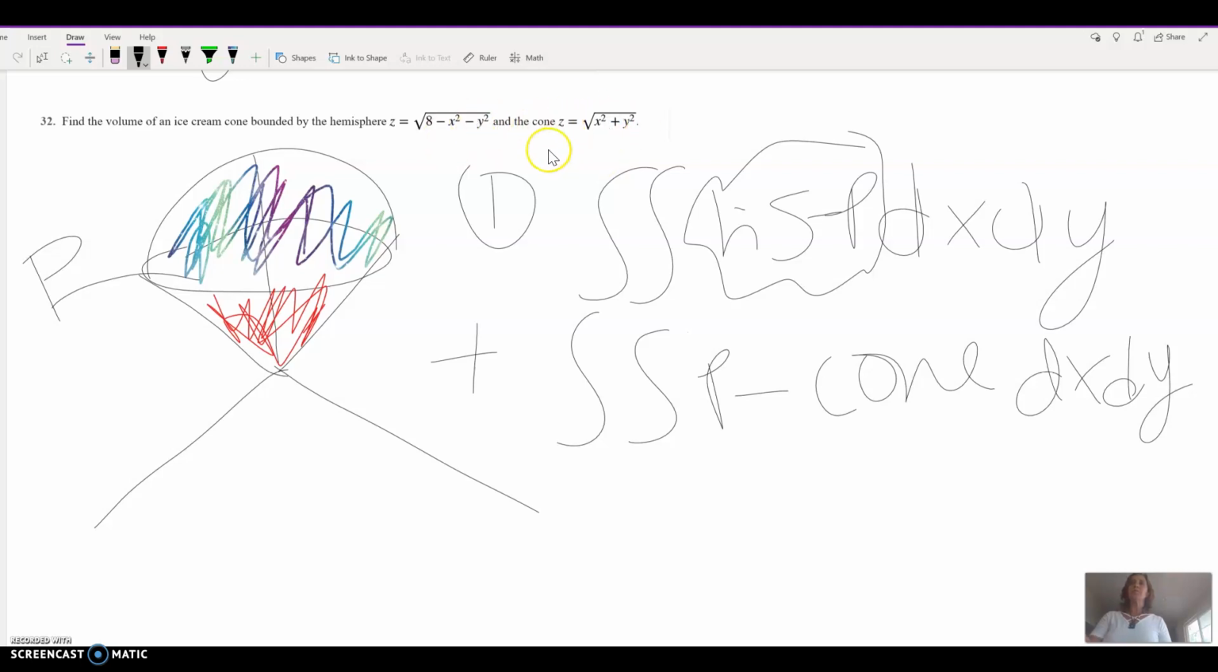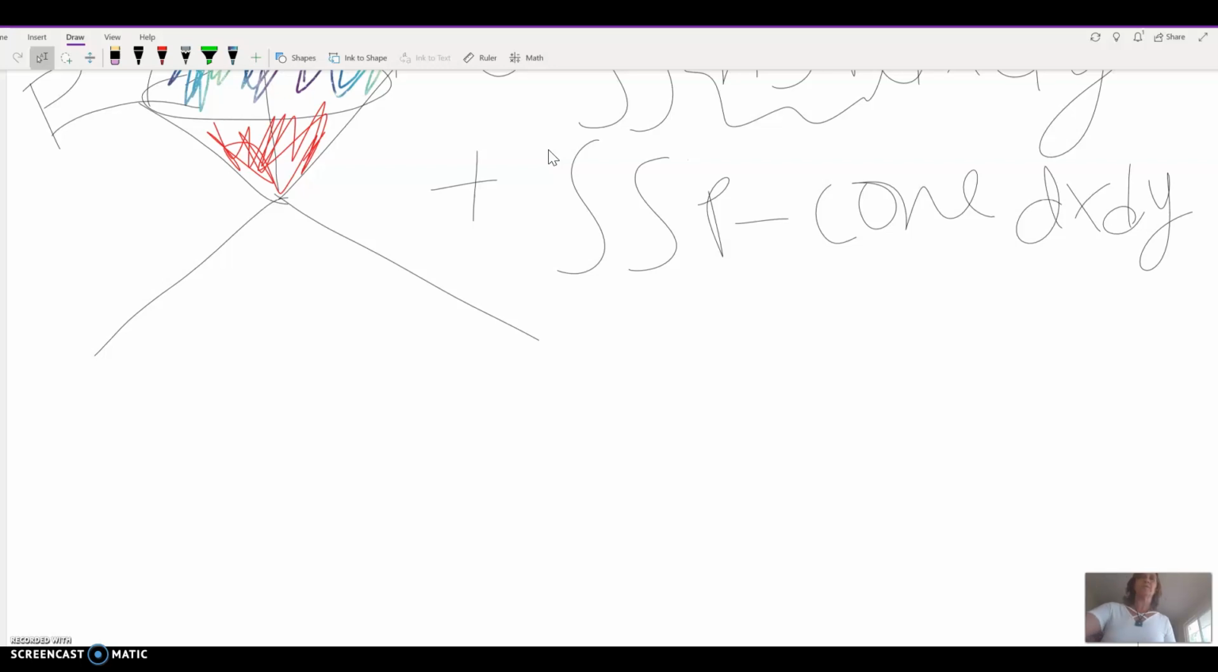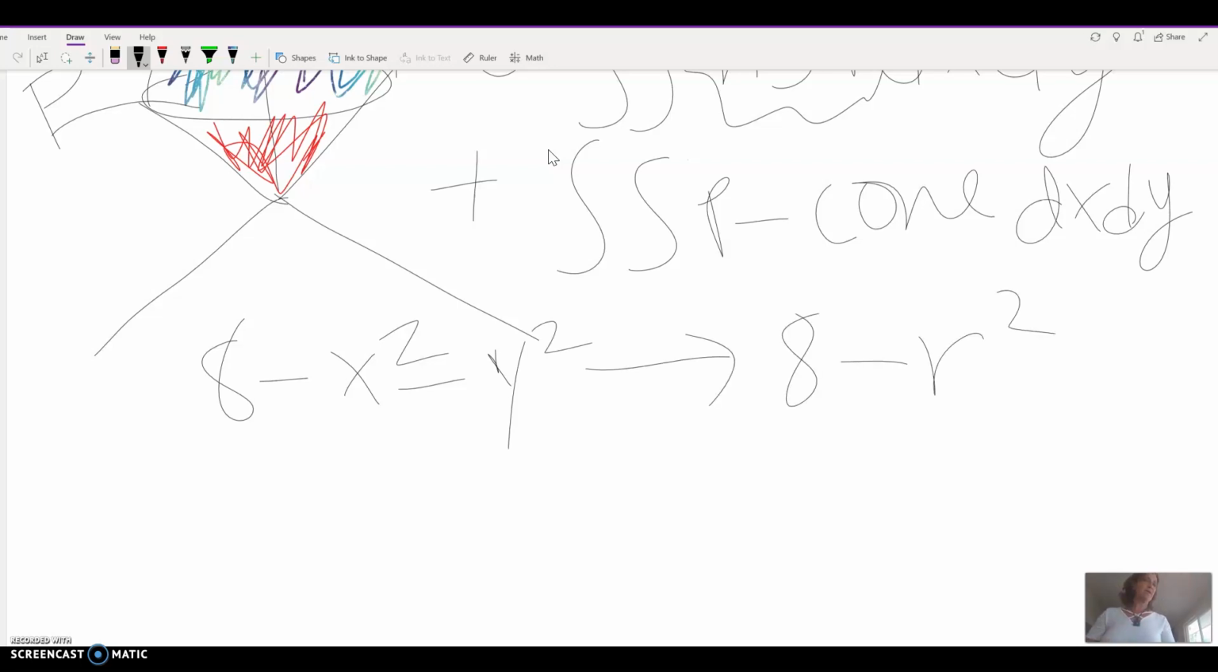Whereas in polar, this becomes a lot simpler, right? In polar, I can substitute. We would get the 8 minus, right? 8 minus x squared minus y squared. Sorry, I can factor out the negative and get 8 minus r squared, making it a lot easier. And of course, that's still going to be in a square root for my hemisphere.